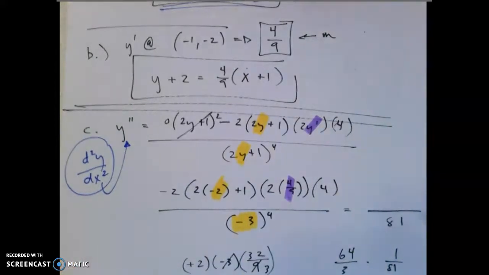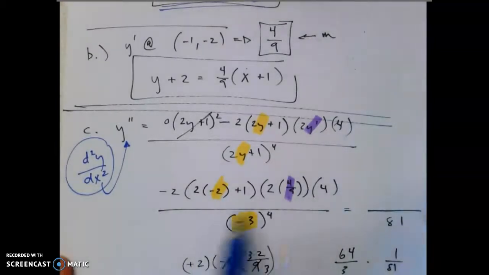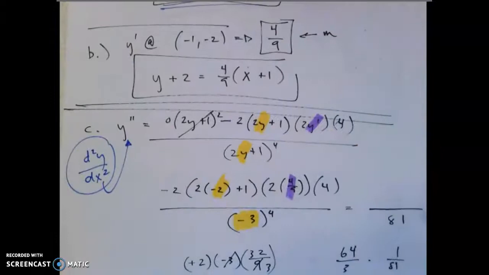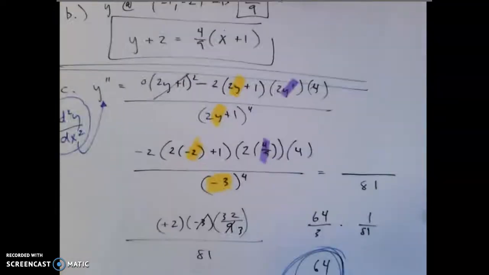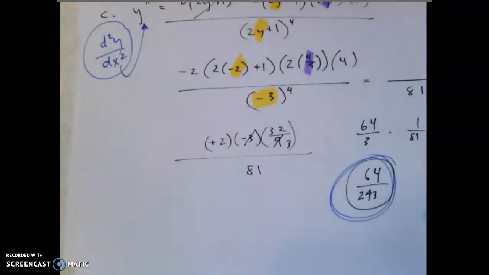Do not, at this stage of the game, allow your algebra to cause errors. So we clean this up a little bit with a little bit of magic algebra, and we end up with 64 over 243.